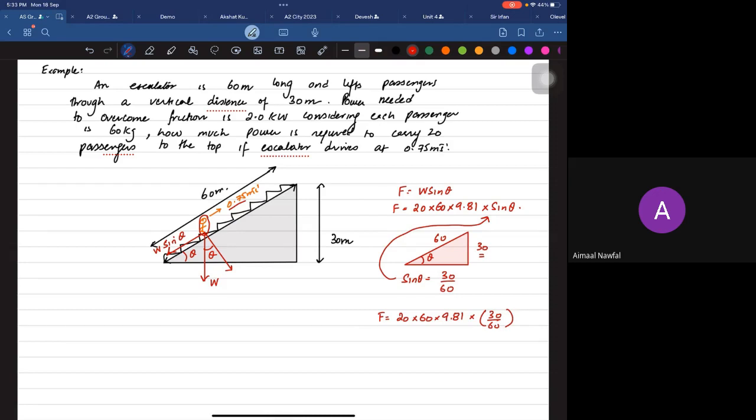Get it, you people? Now, Sir, won't we have to do sine inverse then? 30 over 60. No, why would I do sine inverse? Because this is opposite and that's hypotenuse. So sine theta is opposite over hypotenuse, right? But we want theta, right? No, you can find theta as well, but I've replaced the whole sine theta with this value because sine theta is equal to this, right? That's why I put it directly. You can find the angle and also that as well, right?